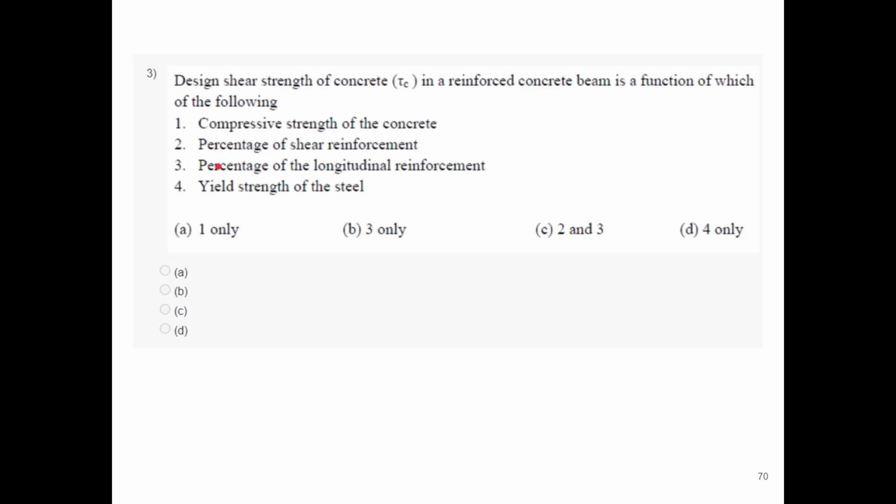Actually, to be more appropriate, it is both compressive strength as well as percentage, because for a given grade of concrete this value will be different. So it should be 1 and 3 both, but because a common option of 1 and 3 both is not given, you can only go for 1 or 3. So out of grade and percentage, more important is the percentage. Mostly it will change by percentage. Therefore, the third option will be correct. That is B, 3 only. So B will be the correct option.